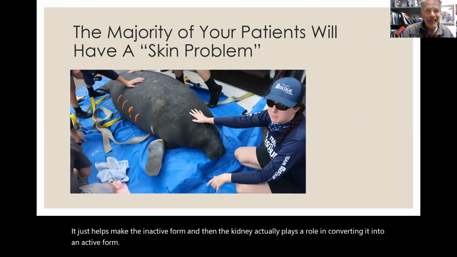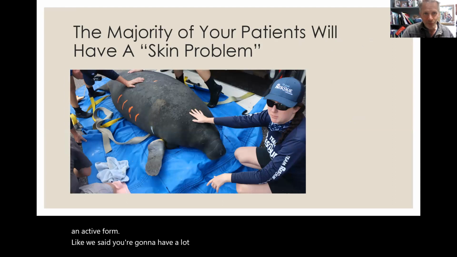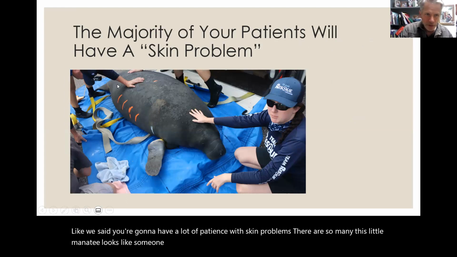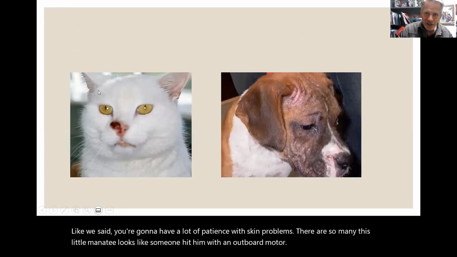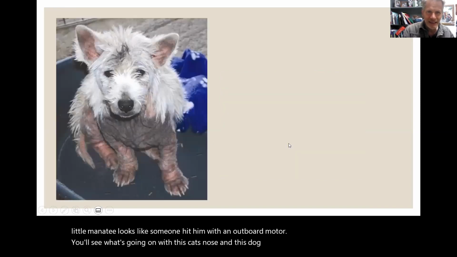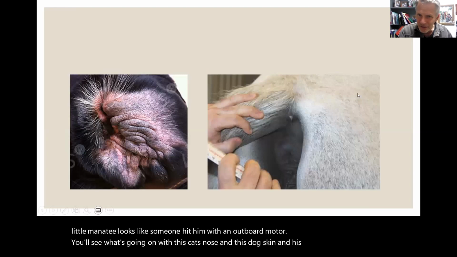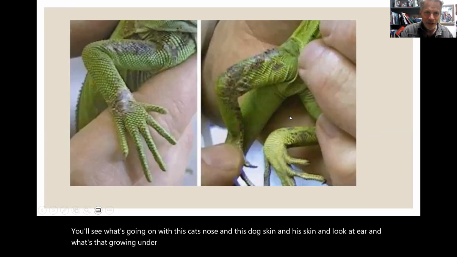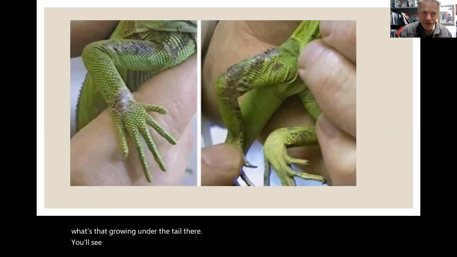Like we said, you're going to have a lot of patients with skin problems. There are so many. This little manatee looks like someone hit him with an outboard motor. You'll see what's going on with this cat's nose and this dog's skin and his skin and that ear and what's that growing under the tail there. You'll see it in reptiles. Sorry, that is not what reptile skin is supposed to look like.